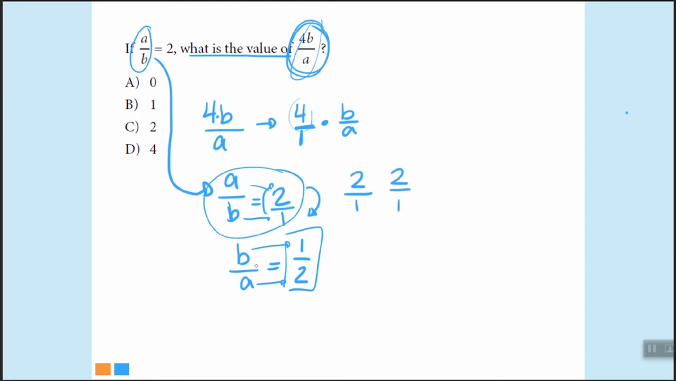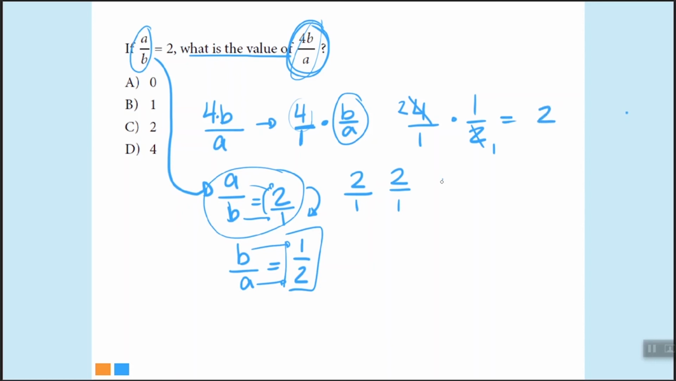All right. So now that we have B over A equals 1/2, let's go ahead and substitute it. Replace this with that. So that's going to be 4 over 1 times 1 over 2. Here we can cross cancel. 2 and 2 into 2 is 1. 2 into 4 is 2, which is 2.